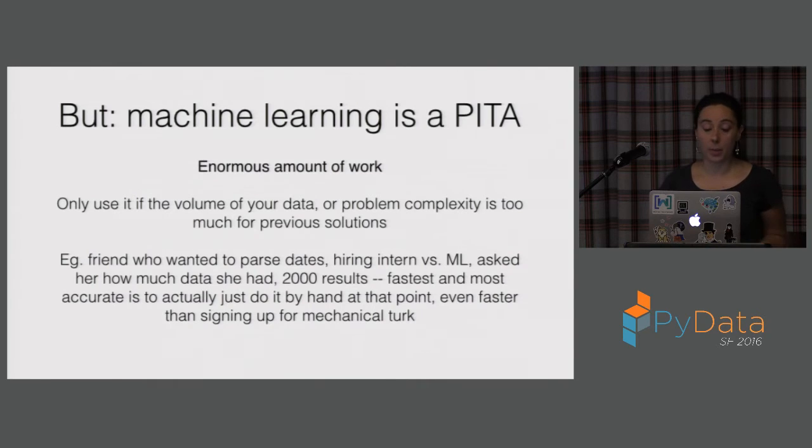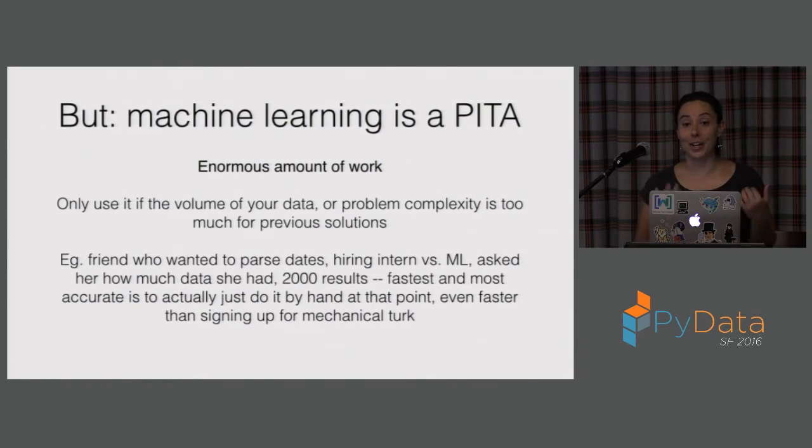So I had a friend who wanted to parse dates. I was telling her about what I was working on. She was thinking of hiring an intern to do it, and she said, oh, maybe I'll just use machine learning instead. And so I asked her, well, how much data do you have? And she's like, I have 2,000 results. And I said, do you have 2,000 today and 2,000 tomorrow, or just flat out 2,000? She's like, just 2,000. And I'm like, just do it by hand. Even faster than training an intern.